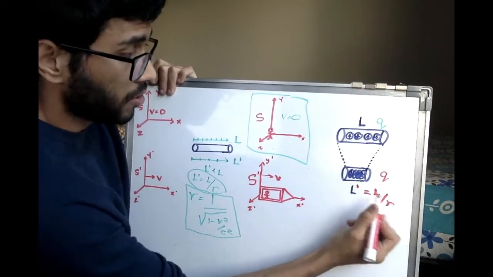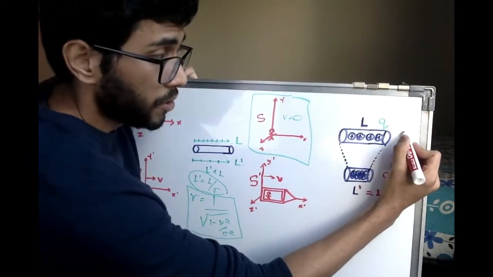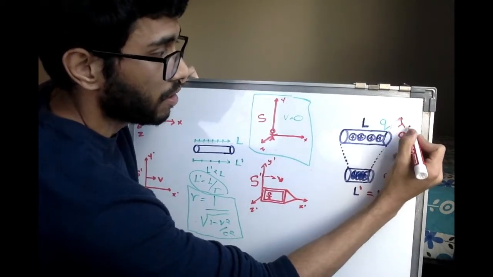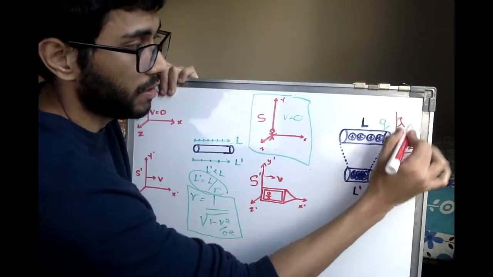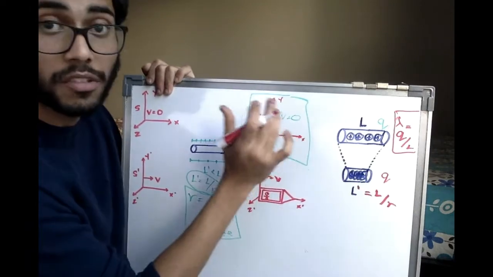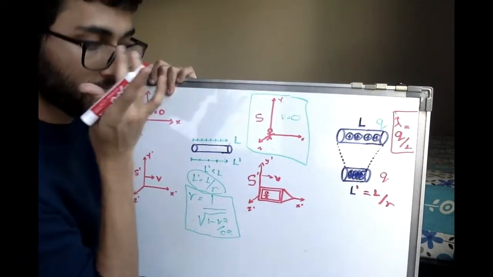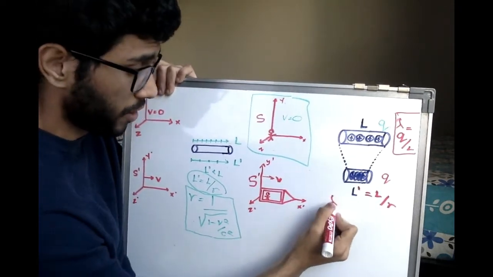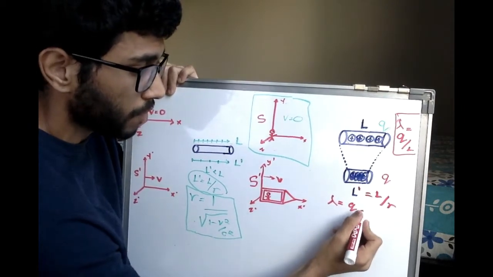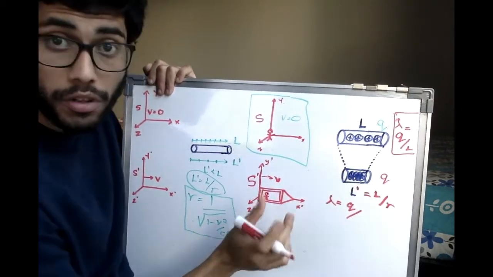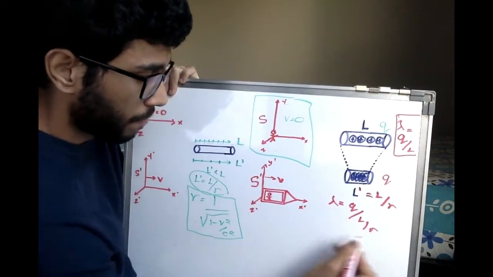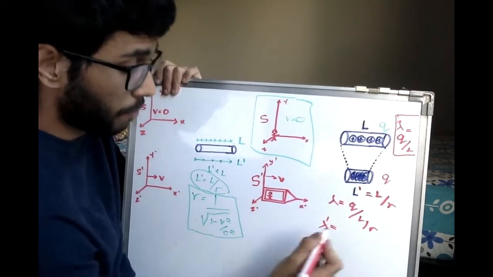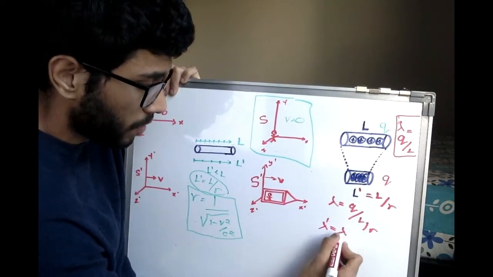So if the charge is q, but the length is different, then the charge per unit length, lambda, for this frame of reference, which is at rest, is going to be lambda equals q by L. But for the frame of reference which is in motion, the length has changed, so the lambda will also change, which will be q over L prime, that is the length for this frame, which is L over gamma. So my lambda would be q by L, which is our original lambda. This is lambda prime for this frame, which is equal to lambda times gamma.